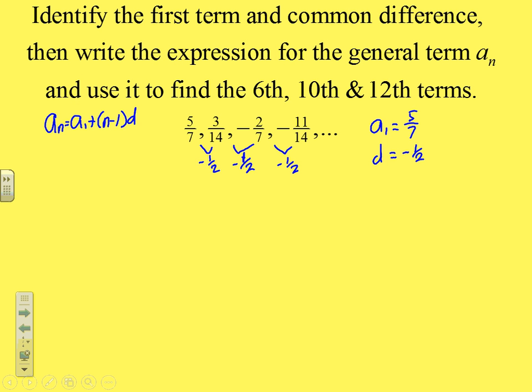So now that we know the common difference, we can write our rule to figure out the 6th, 10th, and 12th terms. Let's go ahead and figure out what those are. So a sub 6 would be found by doing this. We substitute 5 over 7 for the first term, 6 minus 1 in the parentheses where we substitute 6 for n, and the common difference is negative 1/2. Let's see what we get.